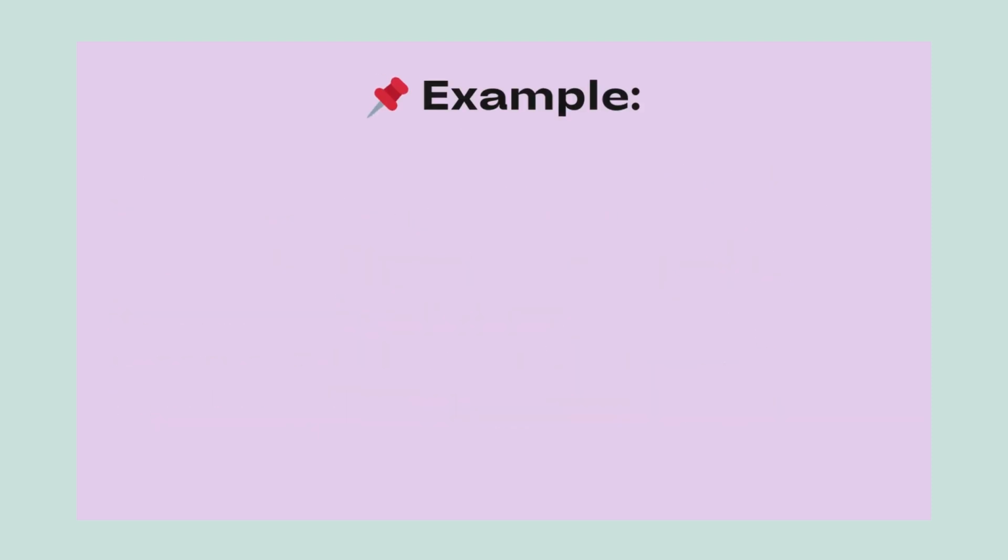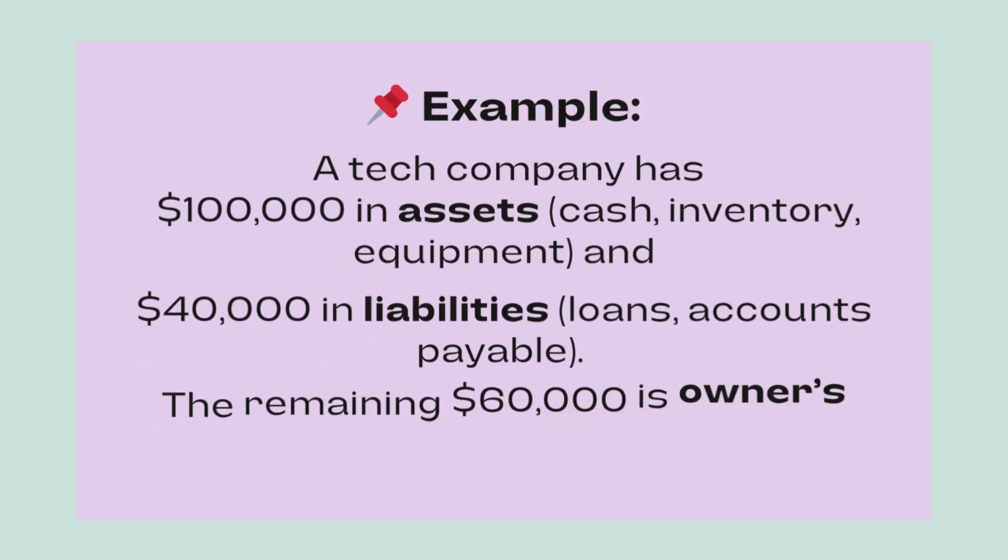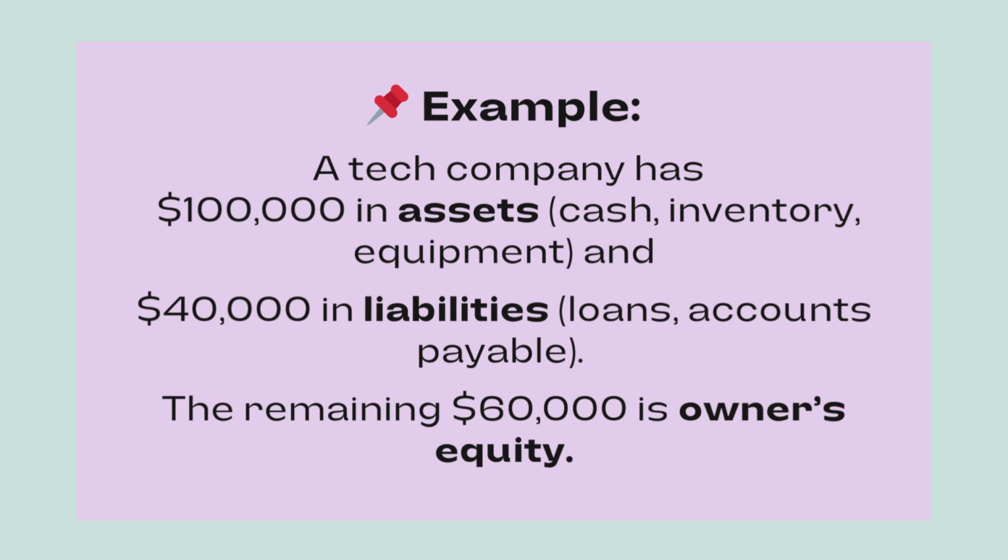is calculated. Example: a tech company has $100,000 in assets (cash, inventory, equipment) and $40,000 in liabilities (loans, accounts payable). The remaining $60,000 is owner's equity.